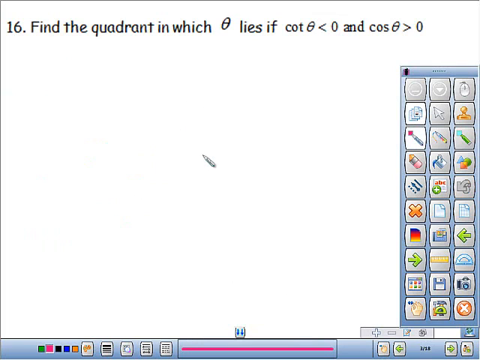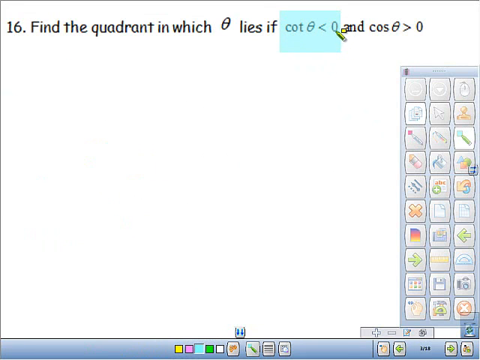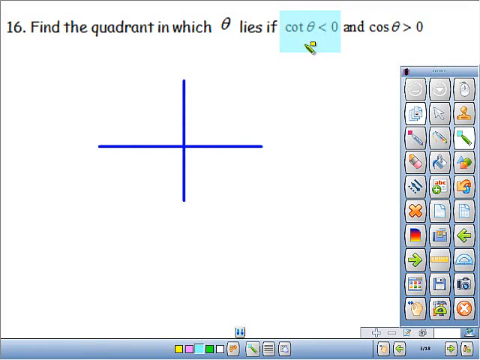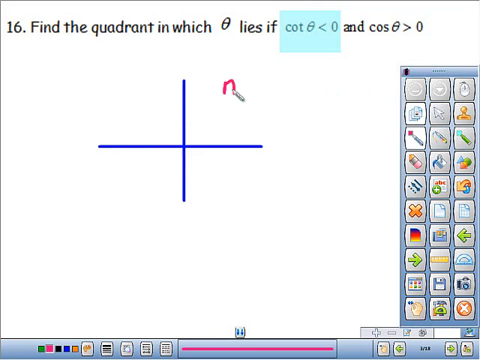16 is finding the quadrant that the angle is in, given that cotangent is less than 0. That means negative. So in which two quadrants, draw a quick picture for you, in which two quadrants is cotangent negative? So think about our mnemonic.